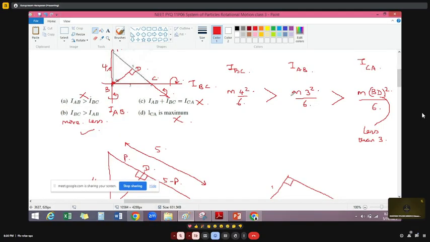If I add these two things, definitely I'm not going to get this one because these two are bigger terms and this is a smaller term. Are you following? That's why this is also wrong.